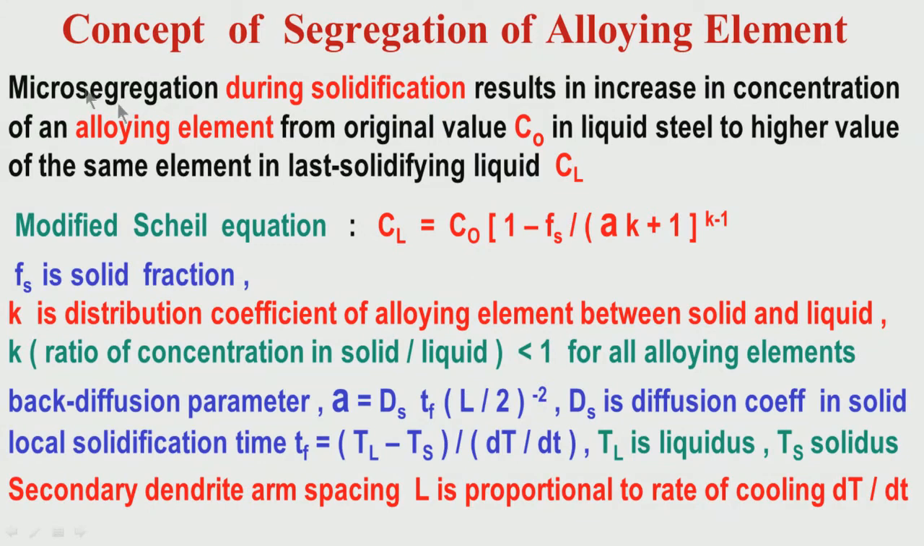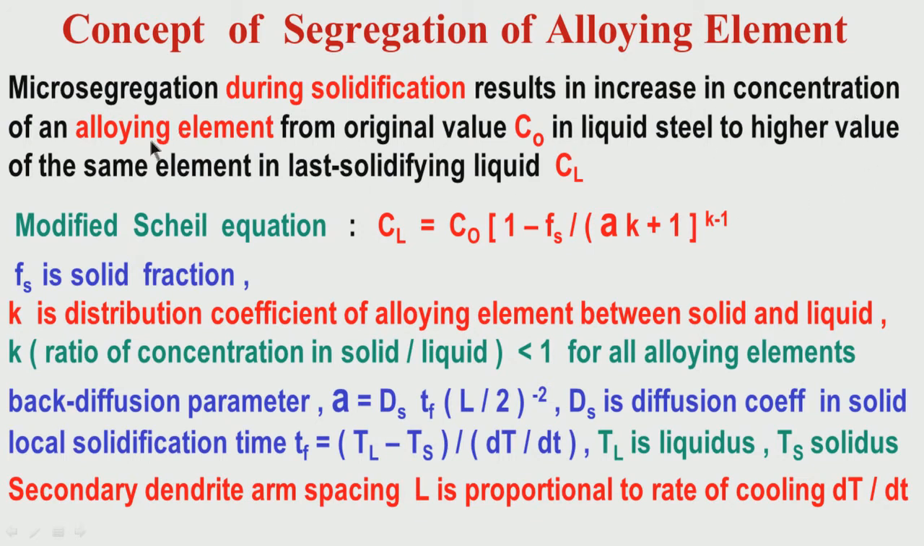I have mentioned that micro segregation during solidification is always bound to happen. When you have alloying elements, you will have micro segregation. This results in increase in concentration of a particular alloying element, say we are talking of sulfur. Initially whatever is the content of sulfur in the steel grade, and finally what you get due to segregation is different, it is going on increasing.